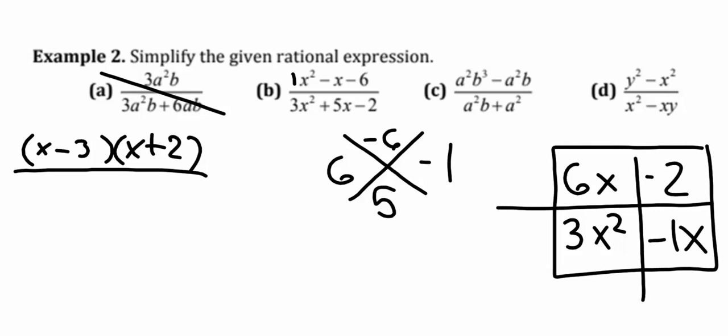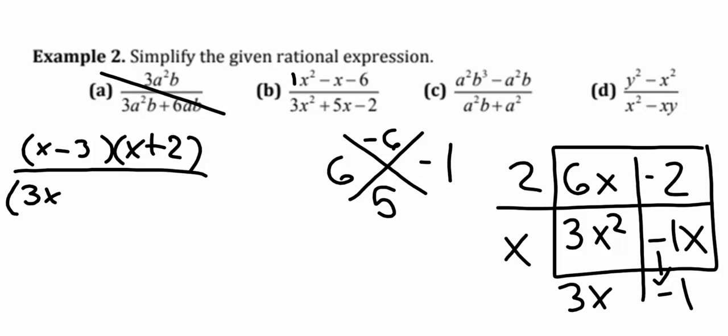So I'm going to go through and factor out the GCFs. So 6x and -2 have a 2 in common. 3x squared and -1x have an x. 3x squared has an x, 3x in common. And then the GCF there is 1, but we're right by the negative, so we need to pull that out. So we would have 3x minus 1 times x plus 2 in our denominator. Then we just have to look at it and say, well, what do they have in common? What reduces to 1? Well, the x plus 2 on top and bottom would reduce to 1. So we'd just be left with x minus 3 times 3x minus 1.